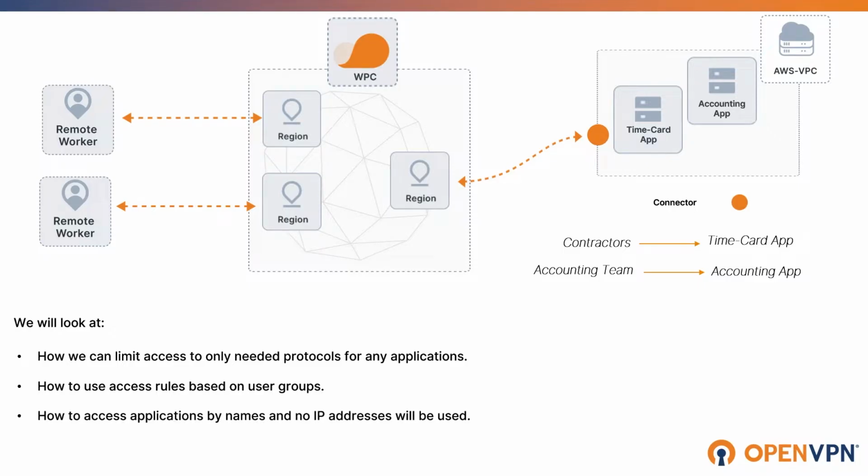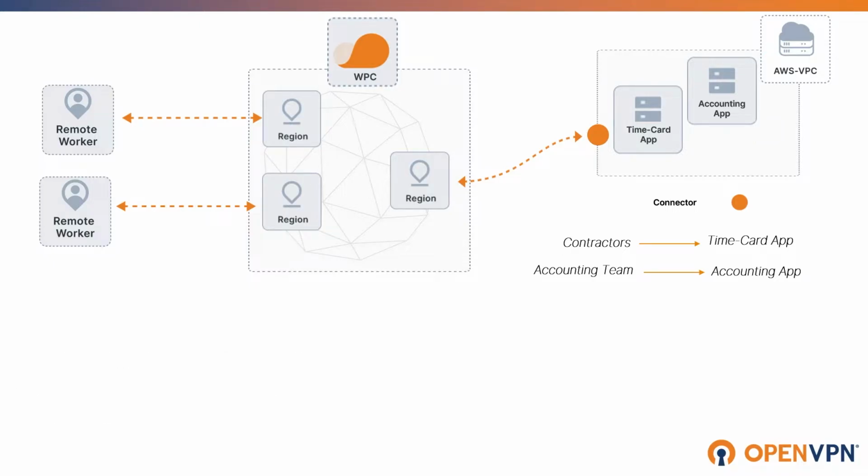We're also going to look at how to access applications by name, and no IP addresses are going to be used. So there won't be any network segment defined or configured. You will see that no routes are going to be exposed. In the process, we're going to create a network, and configure our per-app firewall by defining a service and giving access to only needed protocols.